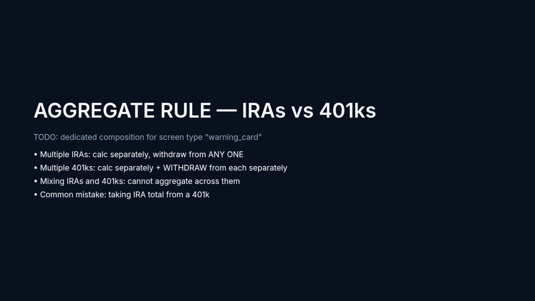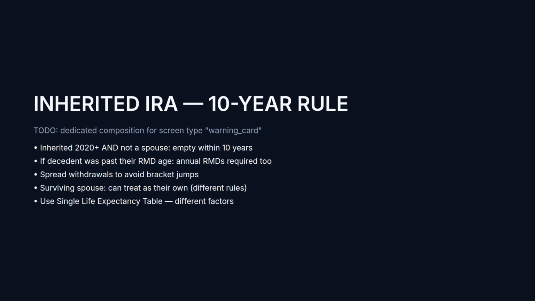Inherited IRAs have completely different rules. If you inherited an IRA after 2019 and you are not a surviving spouse, the Secure Act forces you to empty the entire account within 10 years of the original owner's death. Annual RMDs may also be required if the original owner had already started theirs. The 10-year rule made inherited IRAs much more tax painful. Withdraw too aggressively early and you bracket jump.